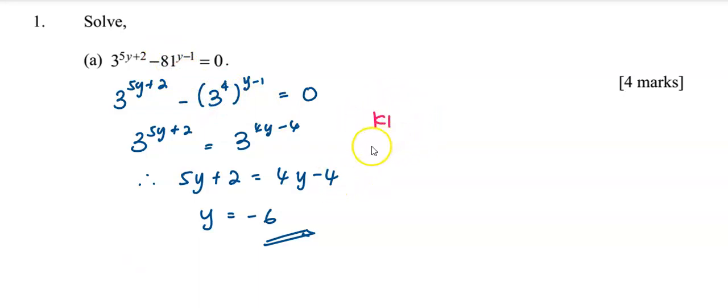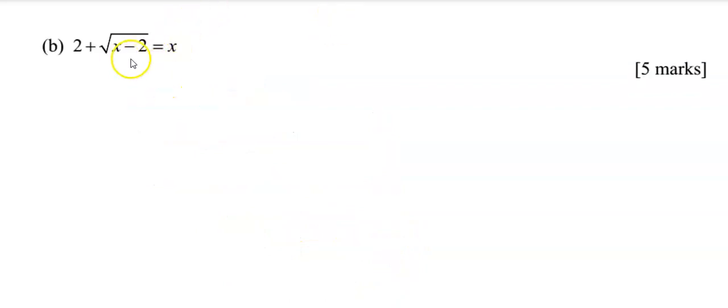And the second mark will be J1, which stands for your answer of changing the base being correct. If you got 4y minus 4, then you got J1. Then the third mark will be K1, that is a step when you compare the power at the left and the right. And lastly, you got your J1, that is your answer, y equals negative 6. In total, you have 4 marks.